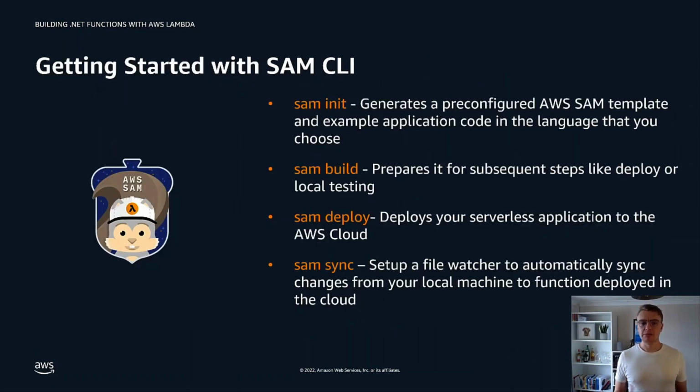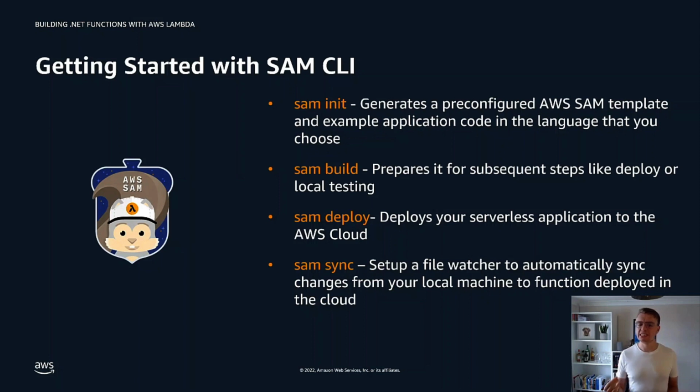The other part of SAM is the CLI, and there's a few really interesting commands on the CLI that you can use to really quickly get started and build your serverless applications. The first is sam init. SAM init lets you initialize a new SAM project from a set of templates, of which there are a number for .NET. SAM build is what actually compiles your code and gets that ready to be deployed. SAM deploy then actually deploys your function to the cloud. But the really interesting one from a testing perspective is the sam sync command.